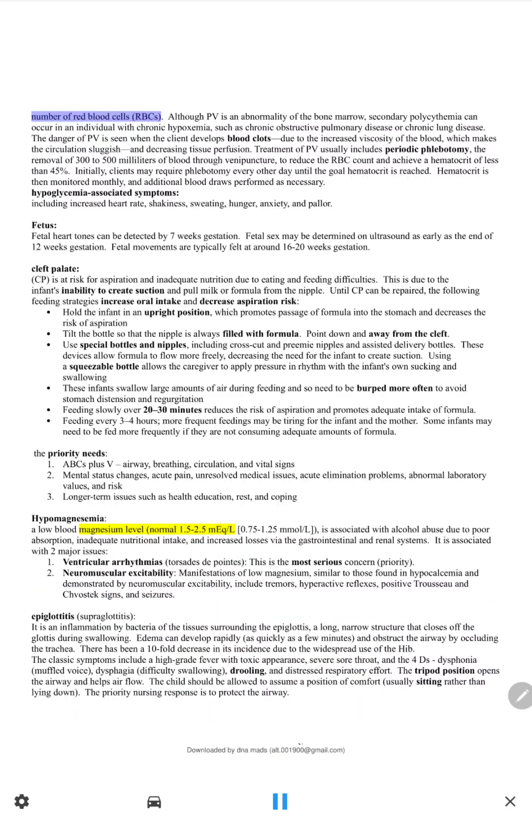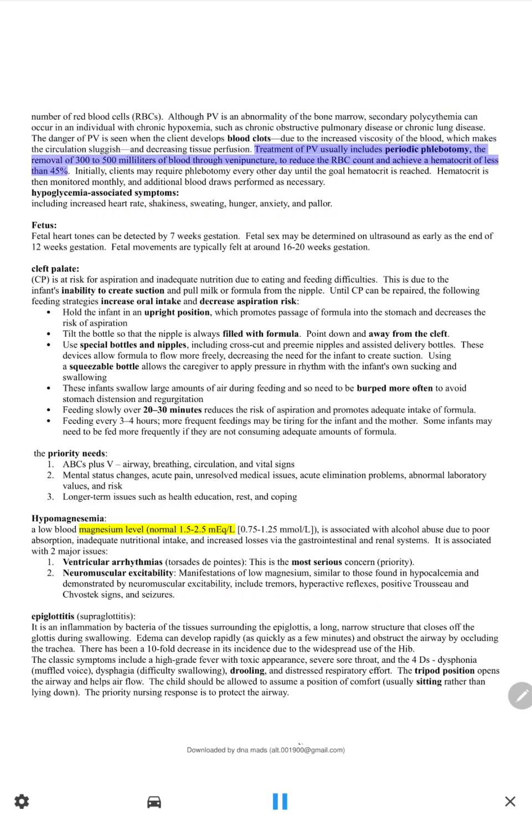19,001,587. Number of red blood cells, RBCs. Although PV is an abnormality of the bone marrow, secondary polycythemia can occur in an individual with chronic hypoxemia, such as chronic obstructive pulmonary disease or chronic lung disease. The danger of PV is seen when the client develops blood clots, due to the increased viscosity of the blood, which makes the circulation sluggish, and decreasing tissue perfusion.